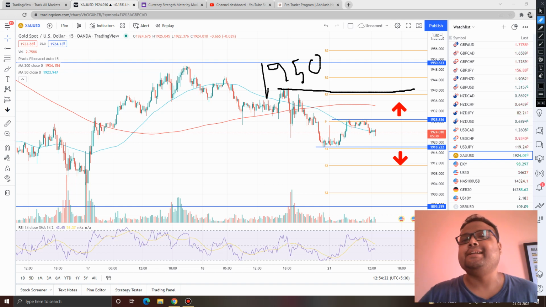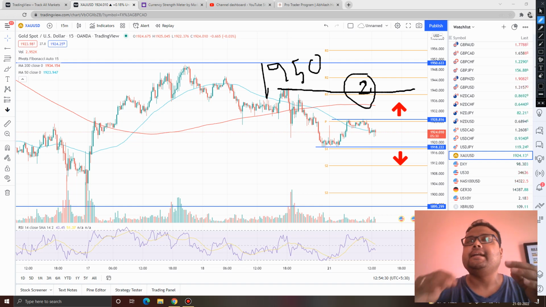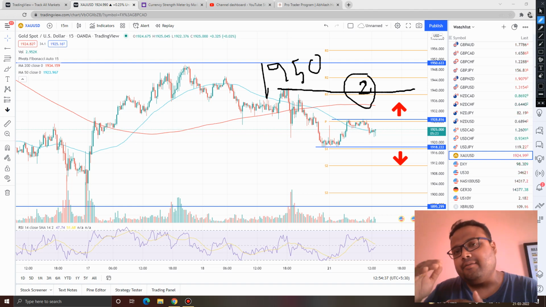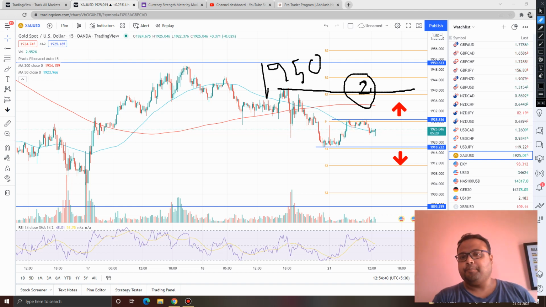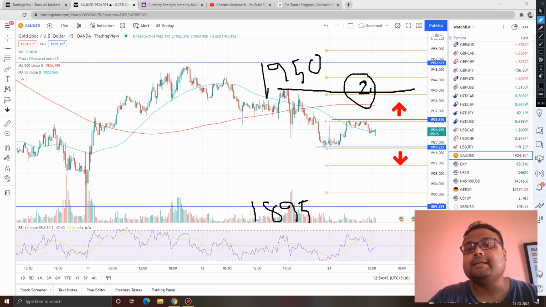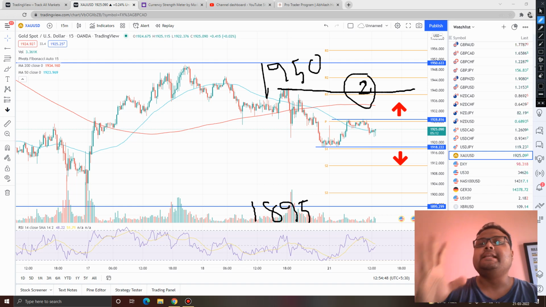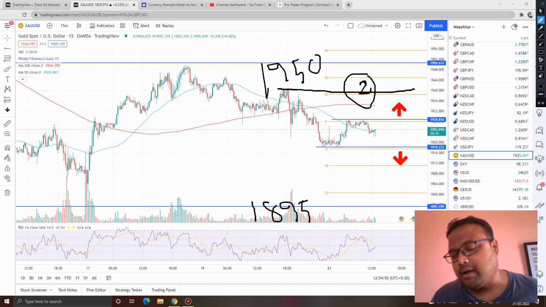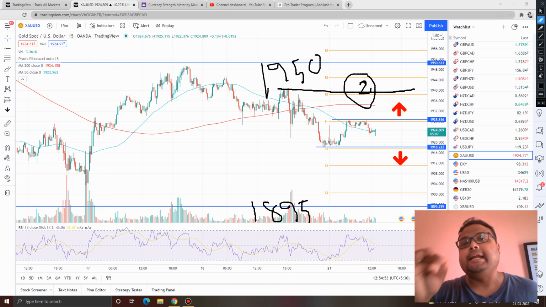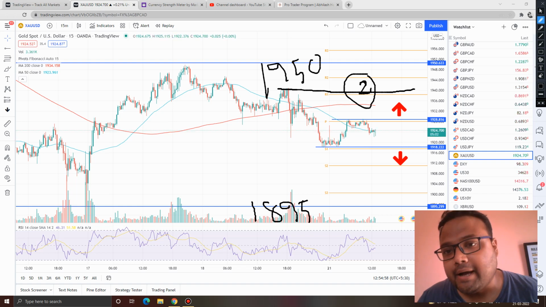Then comes 1940, the second strongest resistance. If price goes up and you see it struggling near 1940, or strong price rejection from above around 1940, 1950, you can take a sell position. Similarly, we have 1895 at the bottom as the strongest support. In case of a sharp, heavy fall, we may see the market taking support around 1895, and if it reverses from 1895, we can definitely take a buy position.